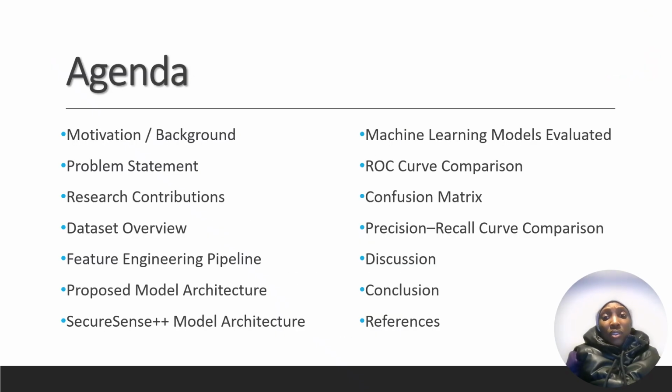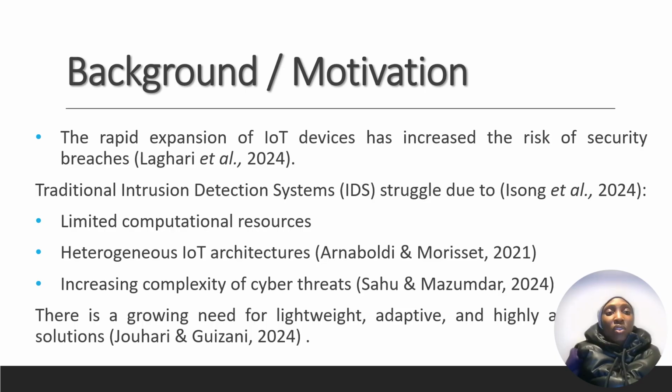As a form of presentation, this is my presentation outline. I'll be going through motivation, background, problem statement, research contribution, dataset overview, feature engineering pipeline, proposed model architecture, SecureSense++ model architecture, which is the proposed model, machine learning models evaluated, ROC curve comparison, confusion matrix, precision recall curve comparison, discussion, conclusion, and references.